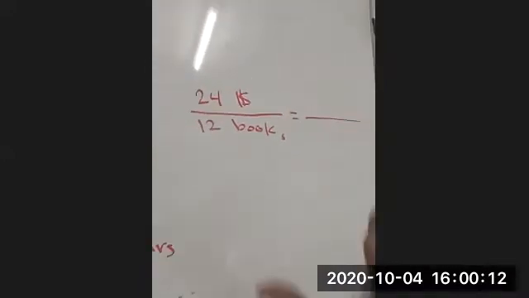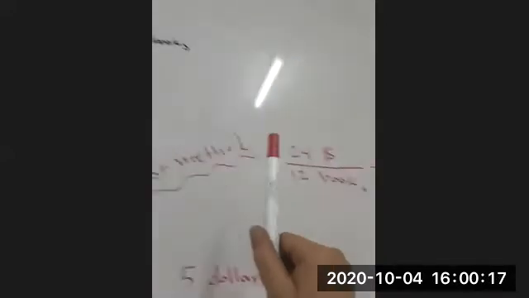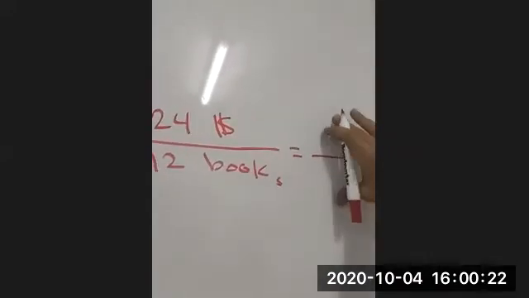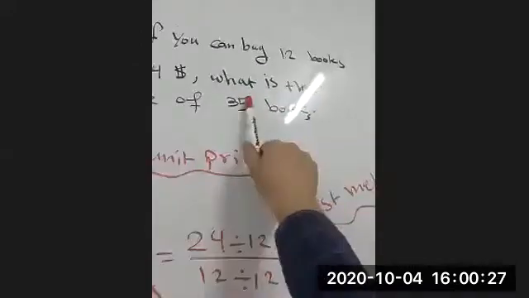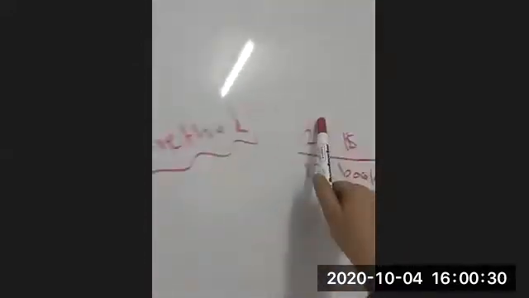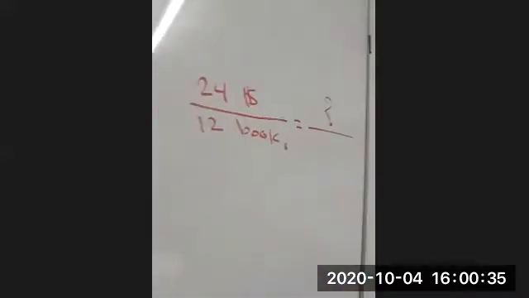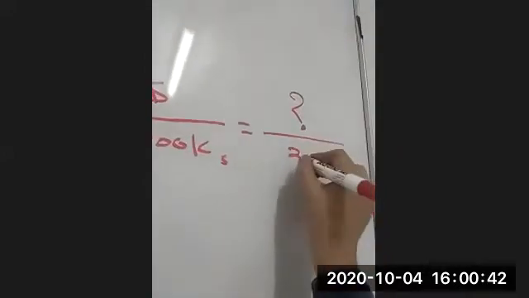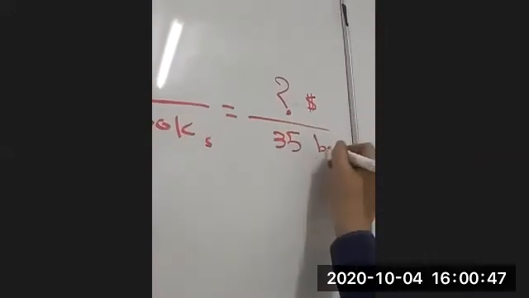I'll put equal, and I will make another rate. Focus, guys. From where do I get this? From the question. Always put the dollars up and the number of items down. The second one will continue. What is the price? That means the number of dollars is unknown, so here I'll put my question mark. For how many books? For 35 books. Here down, 35 books. Here dollars and here books.